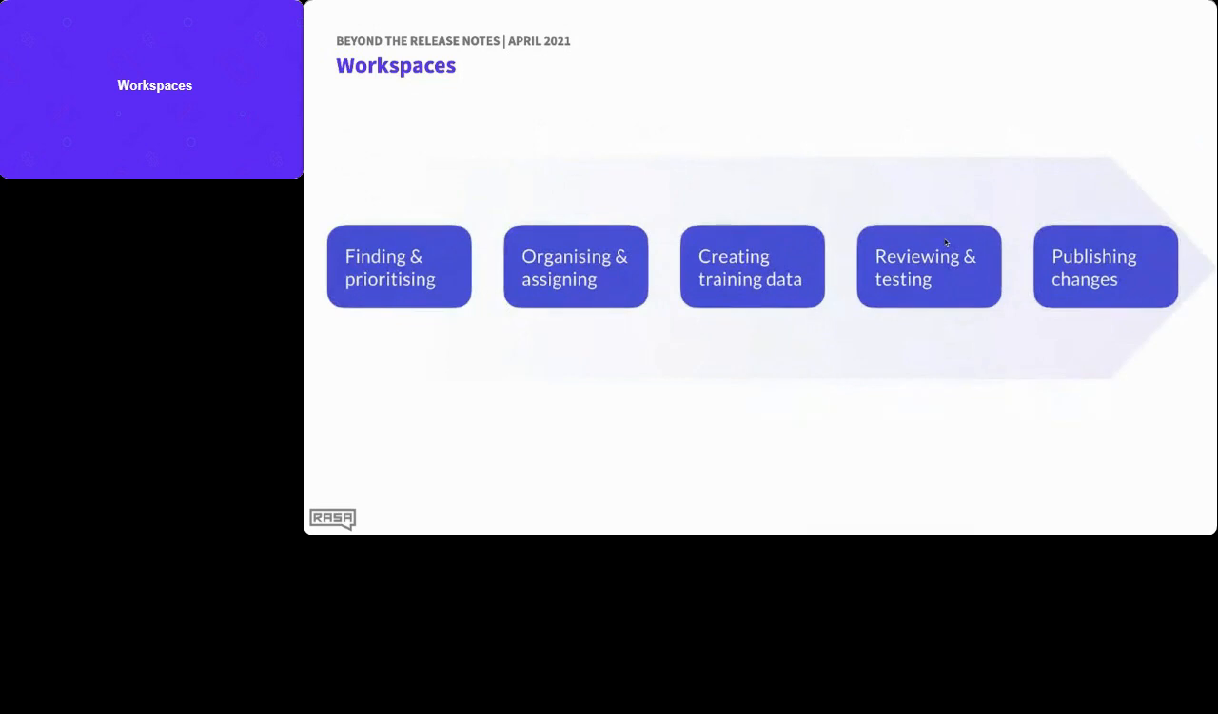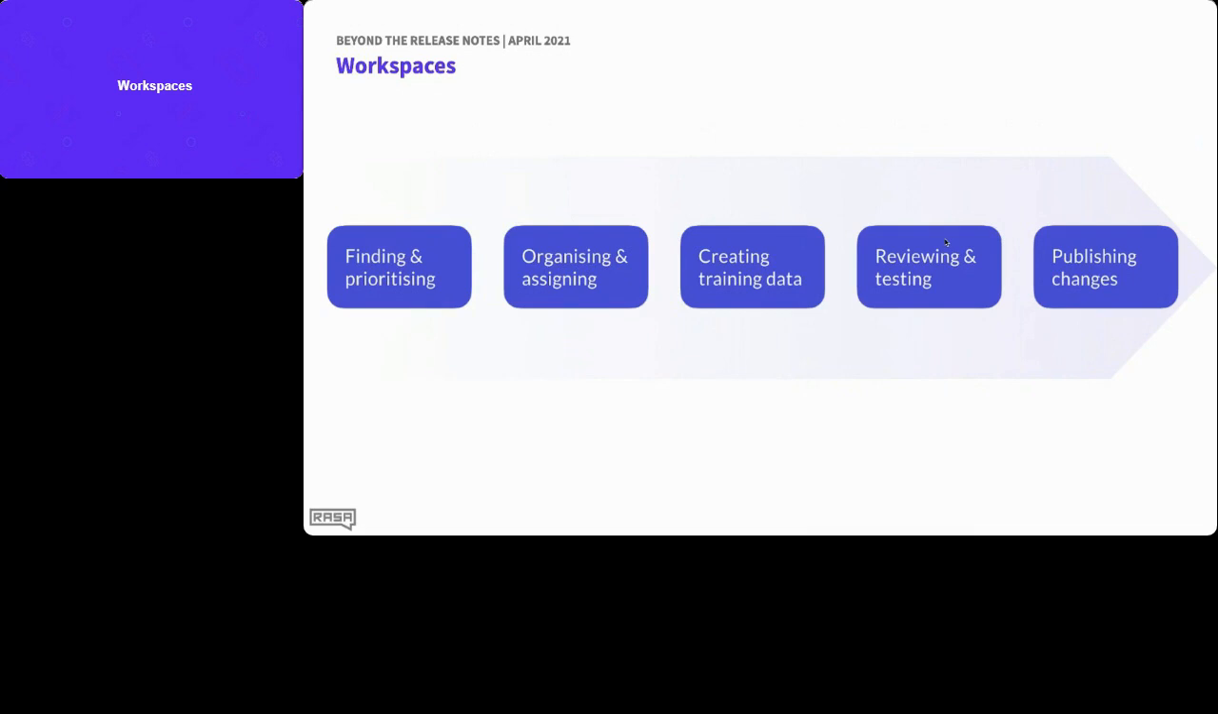So when we thought about Workspaces, there's a couple of steps to the workflow of improving an assistant that we can distill things down to. What we see is organizations where teams are looking to find and prioritize different bits of training data that they might want to add or improve or change, organizing that work and assigning it when they're within a team to see who's working on what, actually creating or adding the training data. Then there's usually a step of testing and reviewing things, and finally publishing the changes.